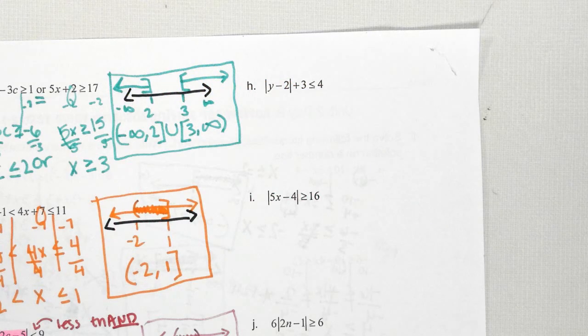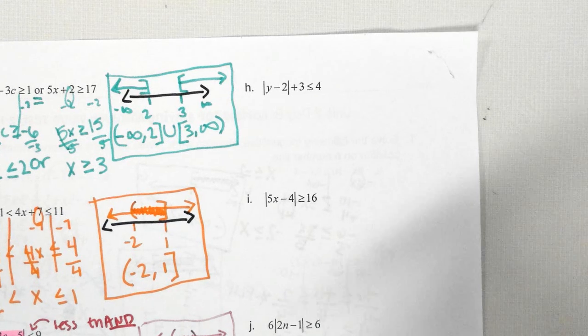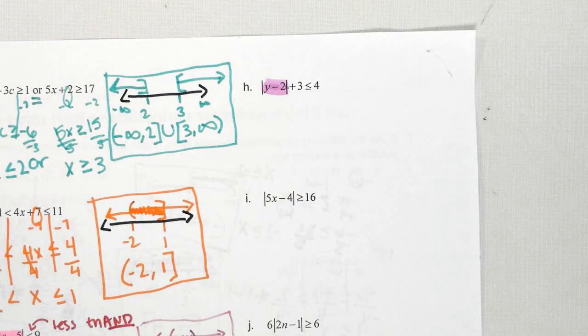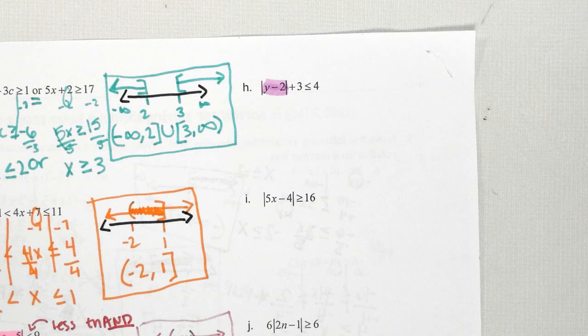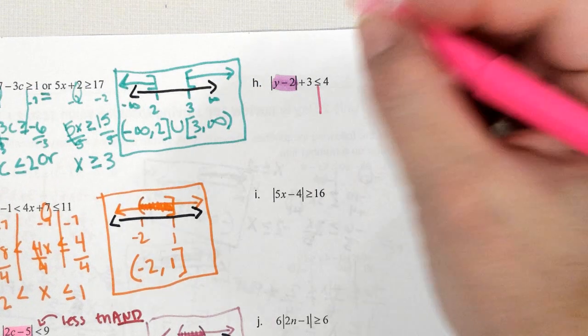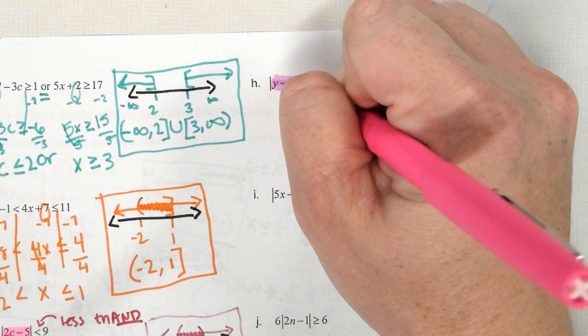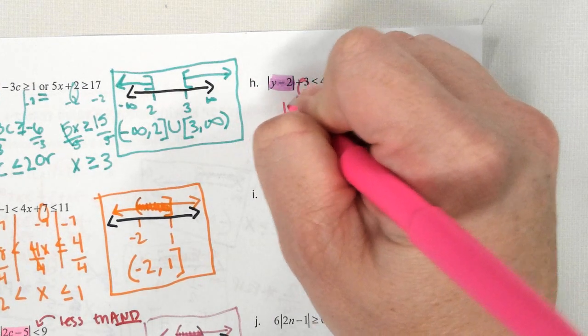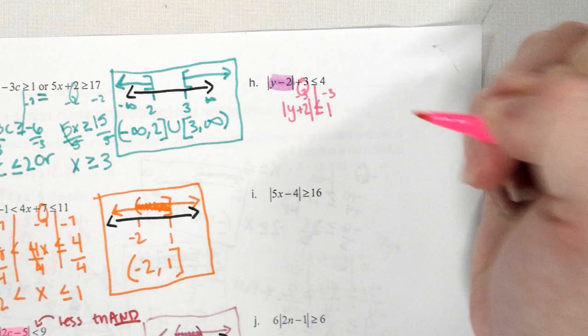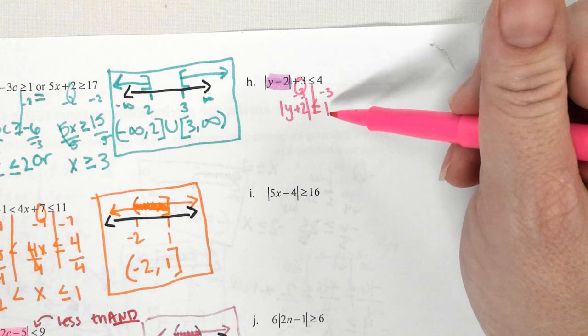Okay, H, remember, you have to get your absolute value by itself. Okay, and it's not by itself. So first things first, we need to subtract 3 from both sides, because we have to get rid of that +3 to get my absolute value all alone. So -3, and I get the absolute value of y + 2 is less than or equal to 1.